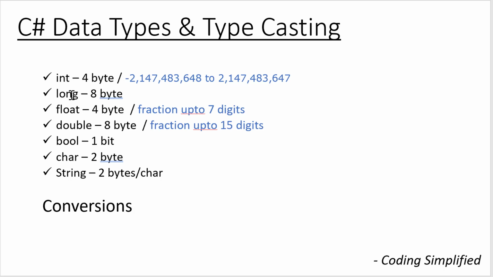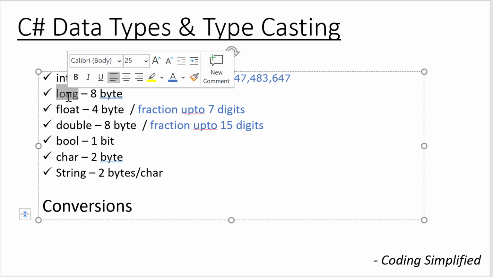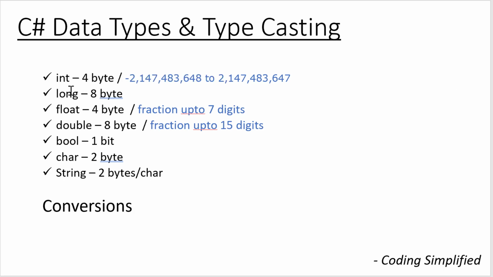The size of a long variable is 8 bytes. You can argue why we have different variables. 1 byte is 8 bits, so 4 bytes will be 32 bits. 1 bit is for signed and unsigned, so it means 31 bits. So with 2 raised to power 31, we can store values in an int variable from minus 2 raised to power 31 to 2 raised to power 31 minus 1.